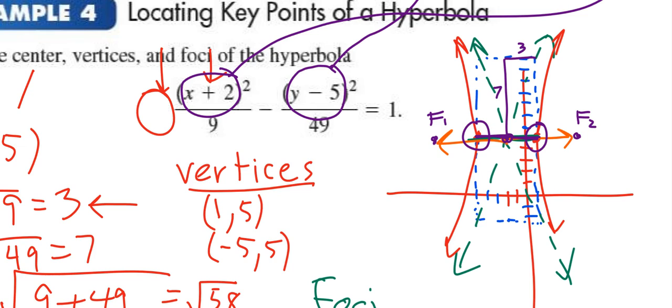So the one to the right, you go right 1 and up 5. Correct? And oh, wow, I'm smart. Self-proclaimed.